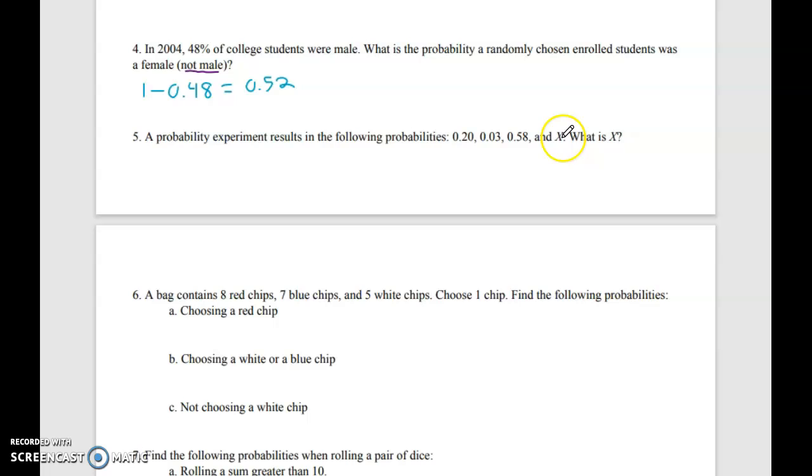So if I'm given 3 of the 4 probabilities in the entire experiment, to figure out what this x is, I need to figure out what x value is going to give me a sum of 1. So I'm going to simply do 1 minus whatever I get when I add those up. So I'm going to add up 0.2 plus 0.03 plus 0.58. I get 0.81 when I add those up. And then obviously if I do 1 minus 0.81, that resulting probability is going to be 0.19.